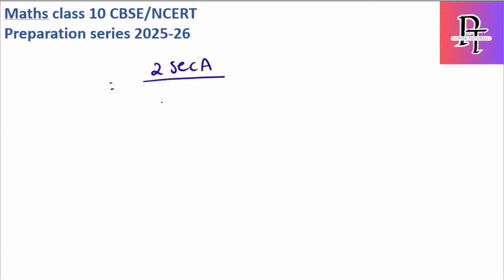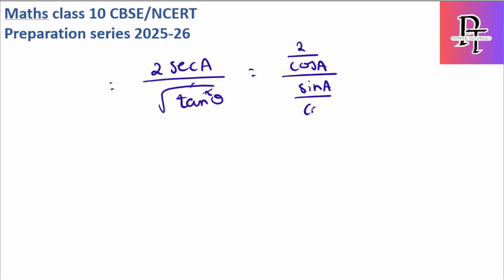By secant square a minus 1, which is tan square theta. So this is cancelled out. Secant a is 1 by cos a, tan a is sin by cos a. This 2 gets cancelled out. So the final answer is 2 cosecant a, which is the RHS.